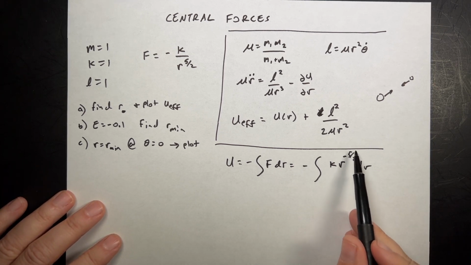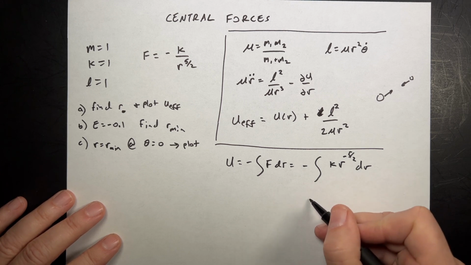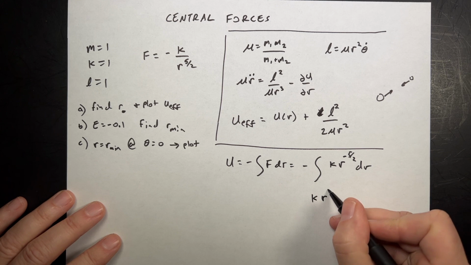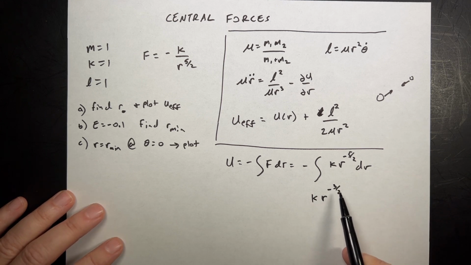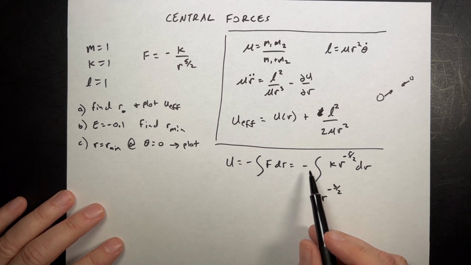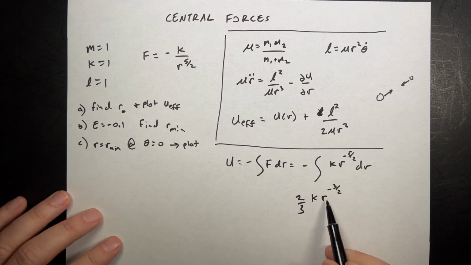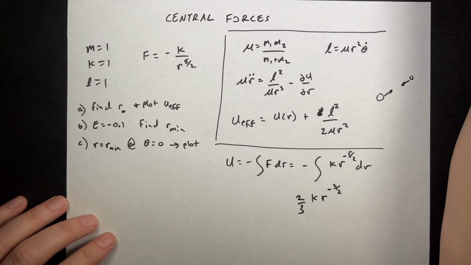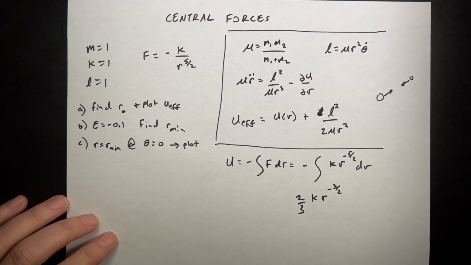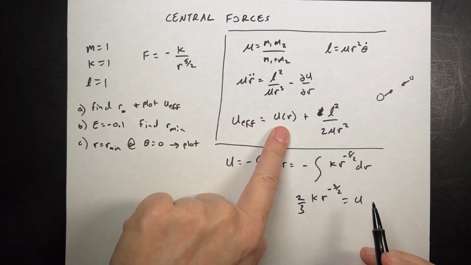If I integrate, I'm going to add 1 to the power. So if I add 1, that's going to be negative, that's adding 2 over 2. So it's negative 3/2. So I get k r to the negative 3/2. And then I have to divide by that. So then when I take the derivative, it goes away. So I have a negative already. So I get 2/3 k, and k is 1, but I'm not going to put that in yet, r to the negative 3/2. Is that what I got before? I feel like that's right. Okay. So that's that. That's my U. And so now I can write my U effective potential.